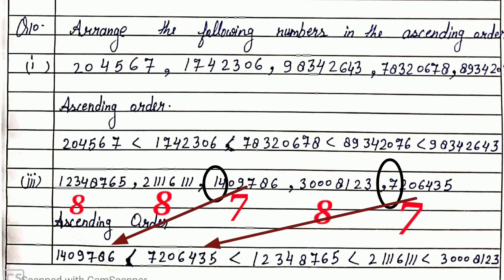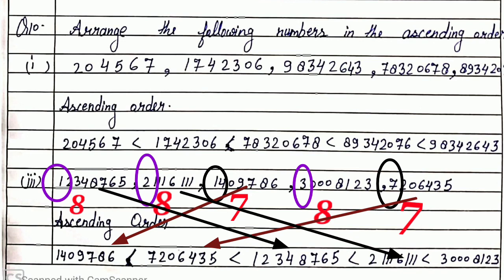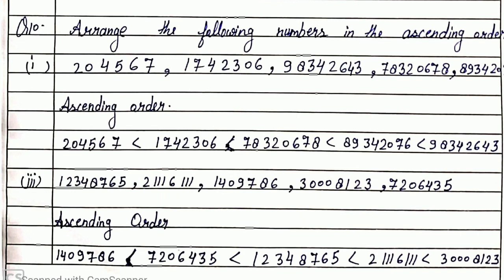Now 3 numbers remain which are having 8 digits. So now we will see the crore place. It is having 1 digit in crore place, it is having 2 digits in crore place, then it is having 3 digits in crore place. So first this number will come, then this number, and then this number. So like this we will arrange in ascending order. I hope you understand. Now we are moving forward to the 11th question.